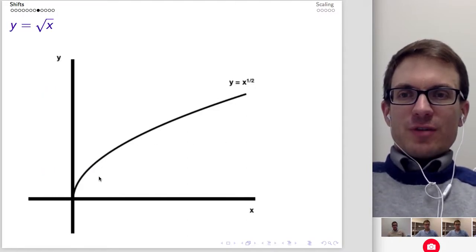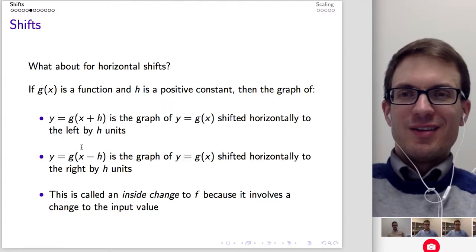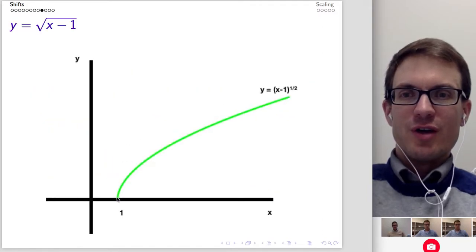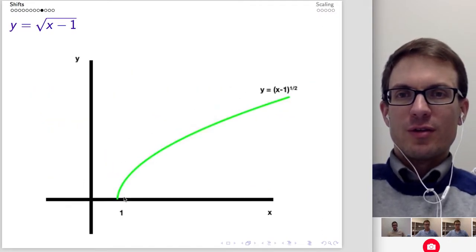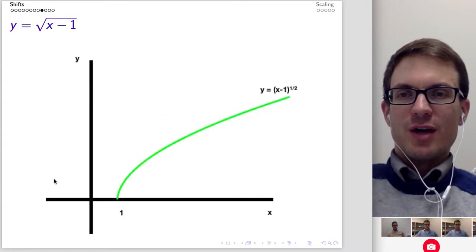So here's my initial graph. If I subtract 1, that means I'm going to shift horizontally rightward by h units, so I should shift rightward 1 unit. Sure enough, rightward 1 unit. And if I add 3 to every input, then I'll shift leftward 3 units. What's going on here?